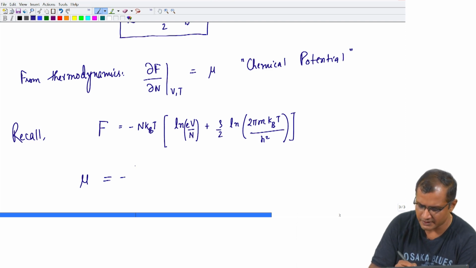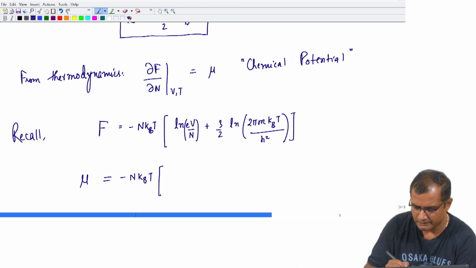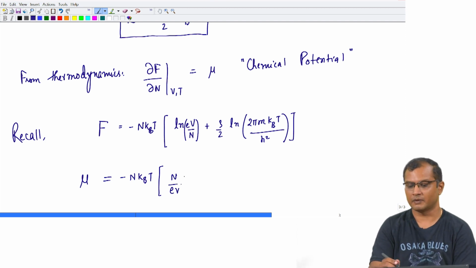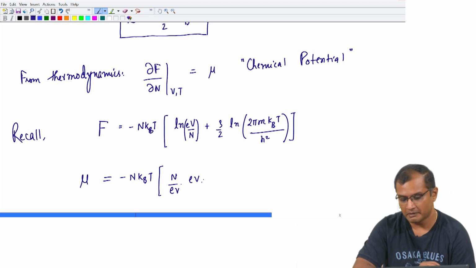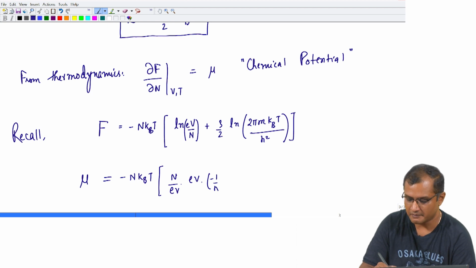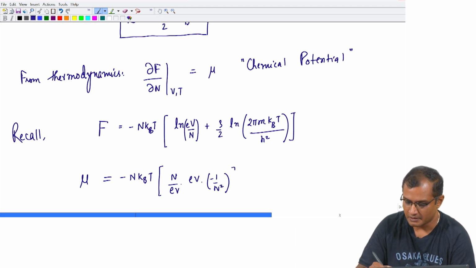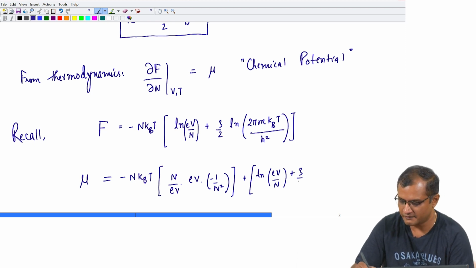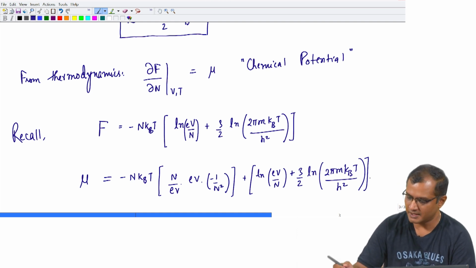Let me take the first term, which is n minus n k T, and the derivative of log of e v by n is nothing but n by e v, into e v, and this will be minus 1 by n square, and that is it. The second term does not have any n, plus ln e v by n plus 3/2 ln 2 pi m k_B T upon h square, into minus k T.